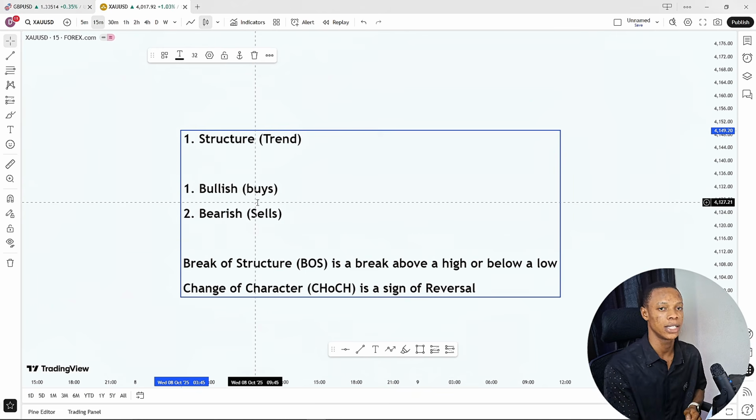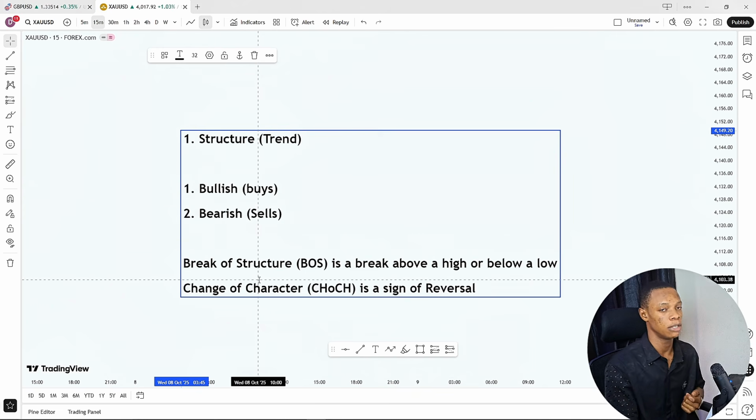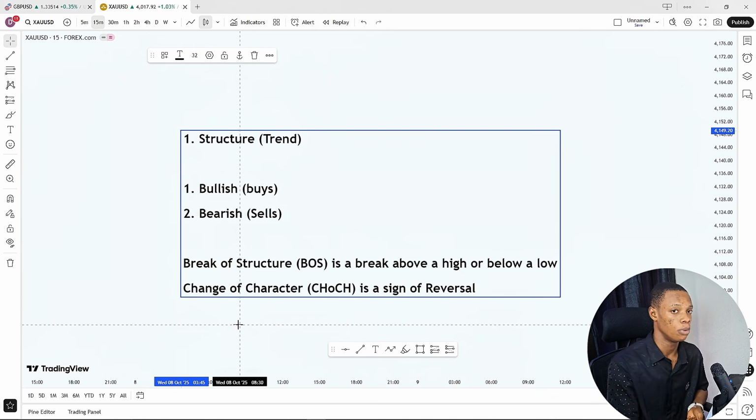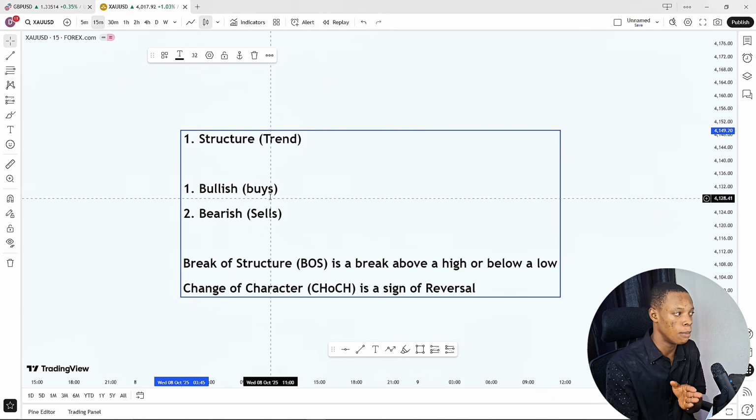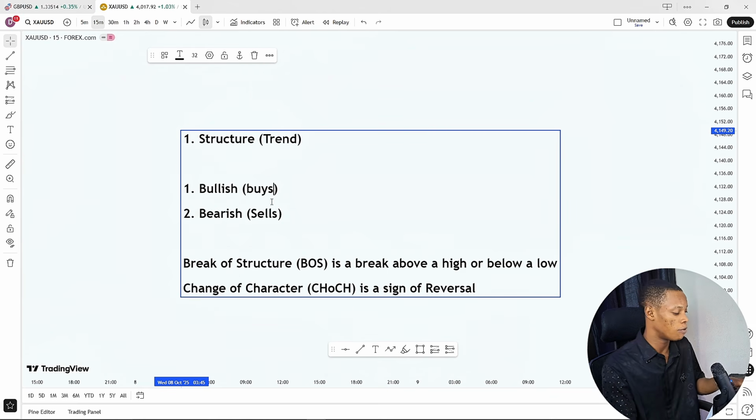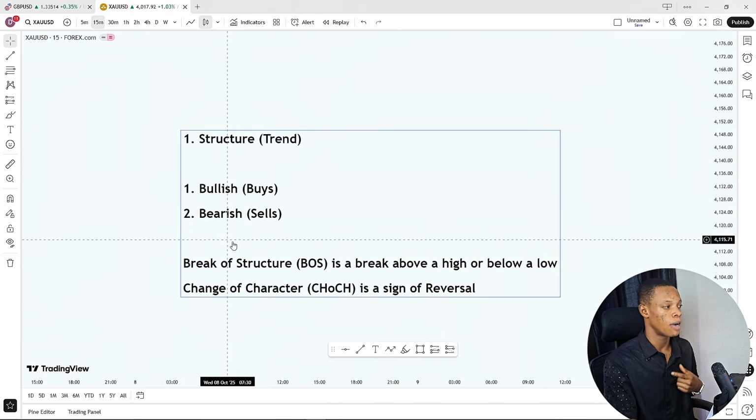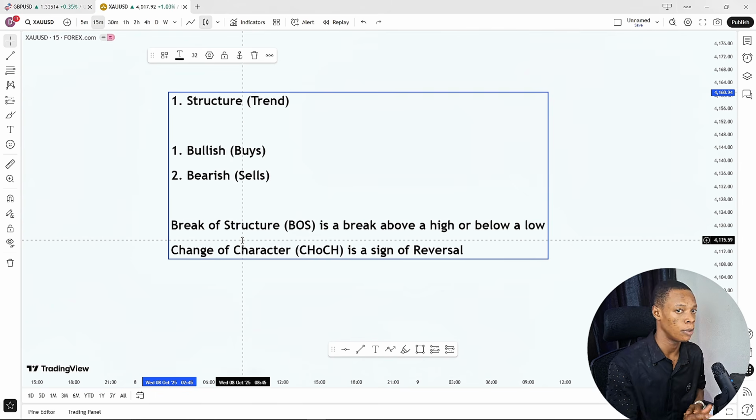So a bullish market helps me know, okay, this market is trading going up, right? And I'm meant to keep looking out for buys on this very market. Then a bearish market shows this market is going down. I'm meant to keep looking out for sells on this very market. So with this, I'm able to know, okay, if I'm on this chart, I'm meant to look out for buys or I'm meant to look out for sells.